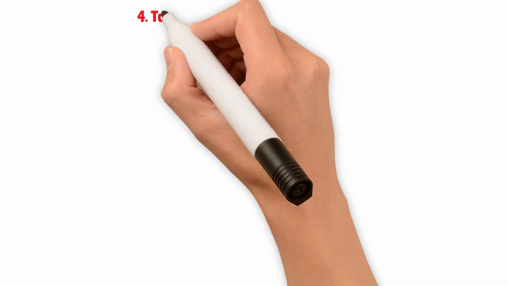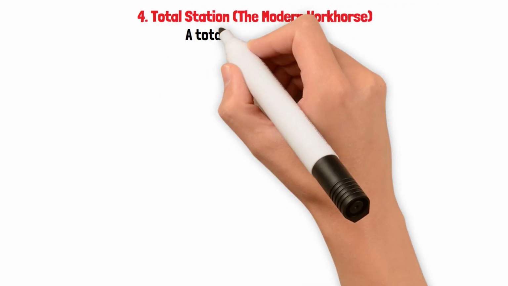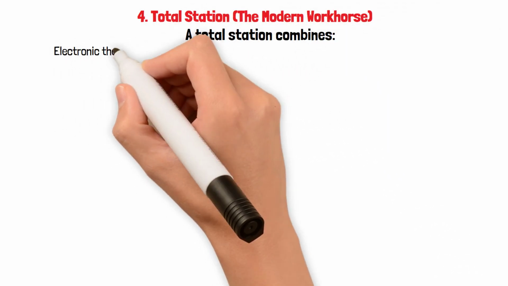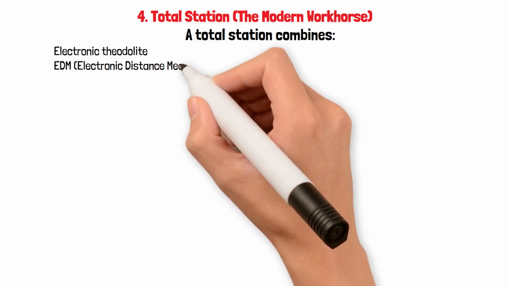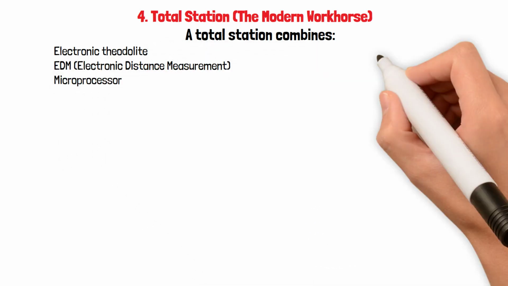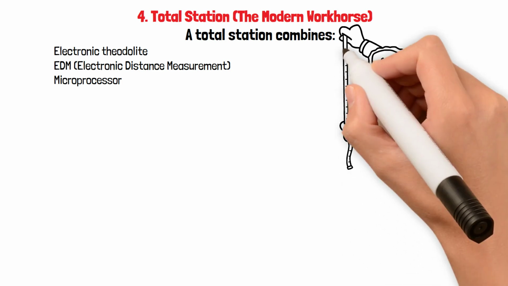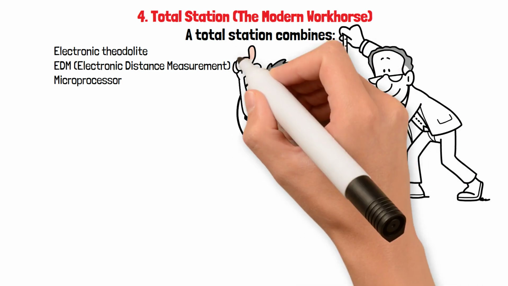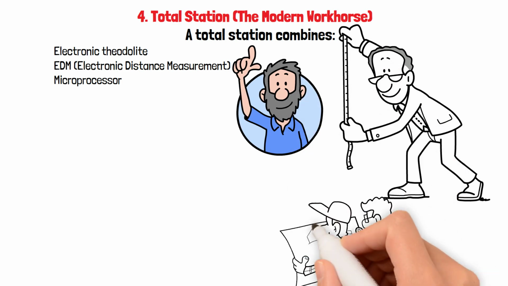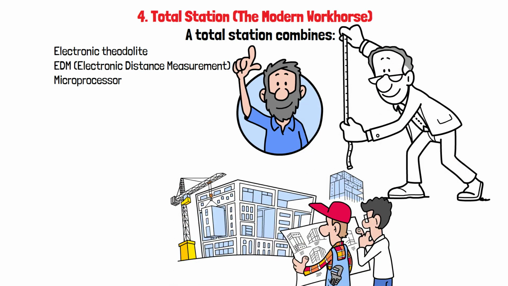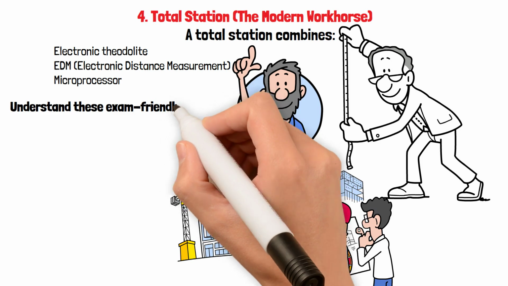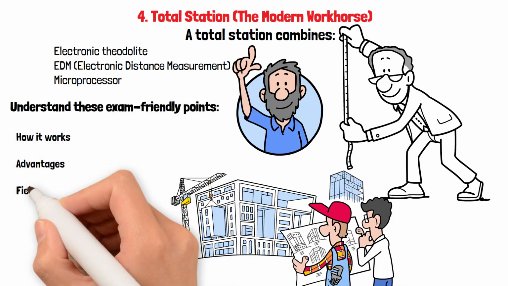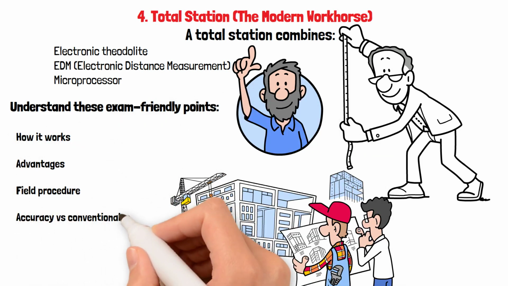4. Total station, the modern workhorse. A total station combines electronic theodolite, EDM (electronic distance measurement), and microprocessor. With it, you can measure distance, angle, coordinates, and elevations instantly. Why is it important? Because 99% of today's construction sites use total stations, not manual theodolites. Understand these exam-friendly points: how it works, advantages, field procedure, accuracy versus conventional methods.